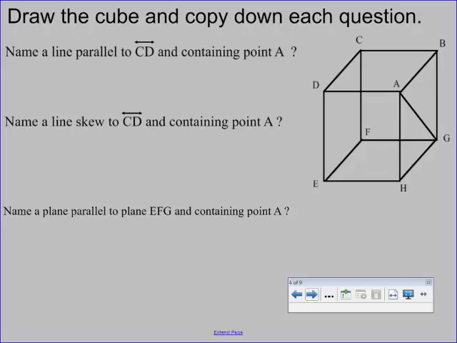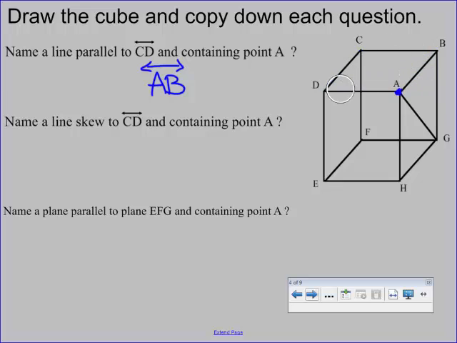All right, so take a second to pause it and draw this cube and copy down each question. We're going to talk about these 3 questions with this diagram. The first one says, name a line parallel to CD. So let's go ahead and trace out the line CD, but it also has to contain point A. Remember, parallel has to be coplanar, so they have to be on the same plane, plus it has to contain point A. If you realize that this line up here, AB, contains point A, and it's also coplanar because it's on the top of the box, then AB is the answer to the first question.